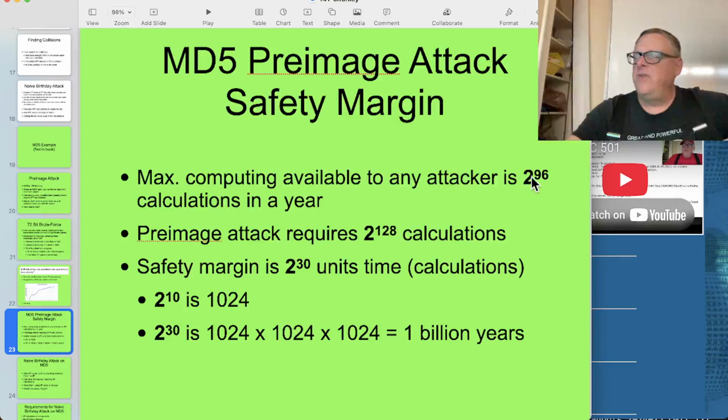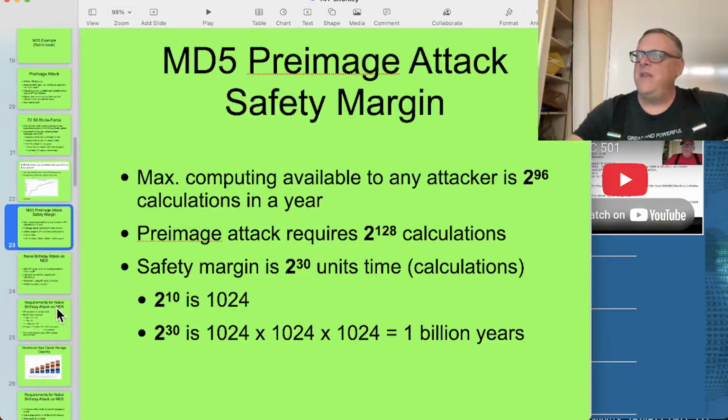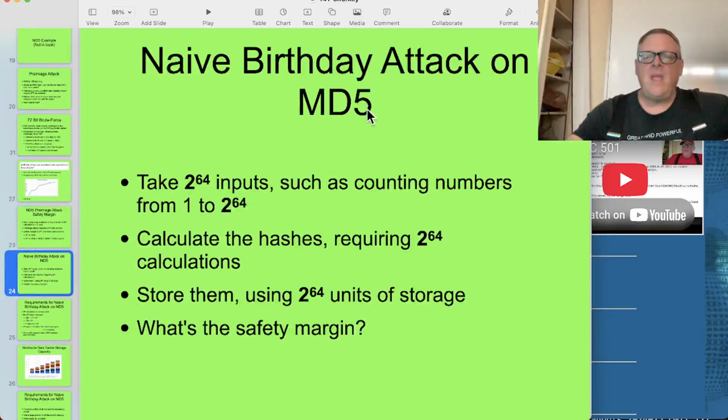Really 2 to the 32 if you want to look at it, but that means 2 to the 30, and 2 to the 30 is a billion. So that's a pretty good safety margin. All the computers in the world could crack it in a year, but if it's a 128-bit key, it would take you a billion years to crack them, which is probably safe enough that you could call it impossible.